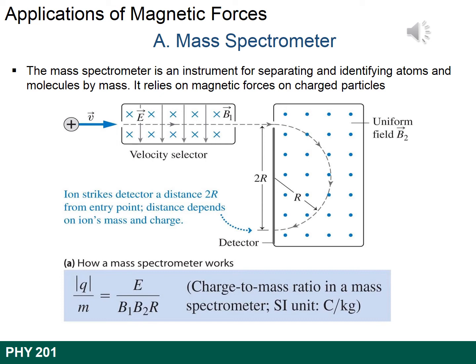Then it enters a region where we only have a field B2, so no electric field in the second region, and you will see some circular path, and it all depends on the radius r where the charge would hit on the detector. According to r you can find the mass of that charge and its charge. So we have two characteristics to identify, the q and m, and according to q and m you can identify your chemical component.